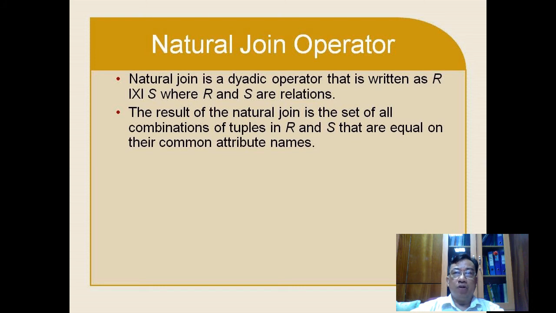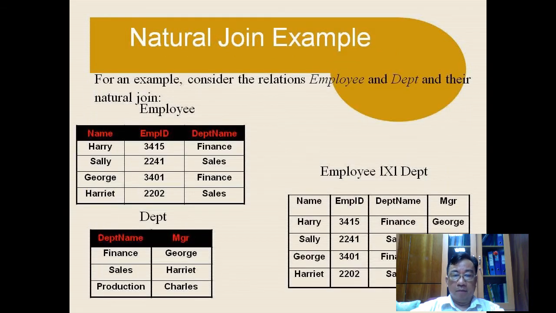Now I go to natural join operator. Natural join is a dyadic operator that is written as R natural join S, where R and S are relations. And the result of the natural join is the set of all combinations of tuples in R and S that are equal on their common attribute names. And I give you an example of natural join. Remember, you can use natural join to link relations together.